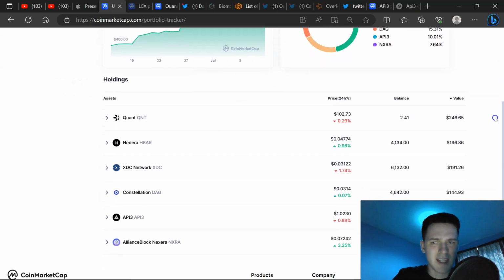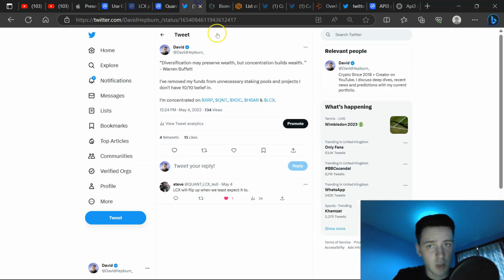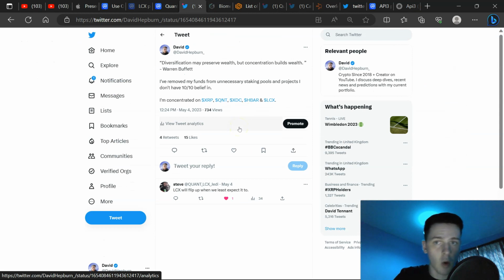Also, there are 6 cryptocurrencies. The last thing you want is over-diversification. Arguably, it's probably too diversified. I want to keep it down to maybe 4 or 3, but we're here now. A quote by Warren Buffett: diversification may preserve wealth, but concentration builds wealth. I'm concentrated on these assets.